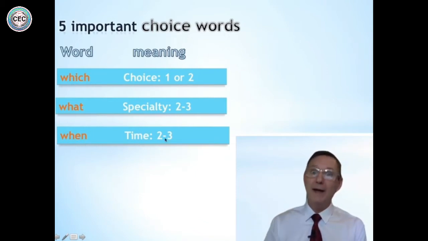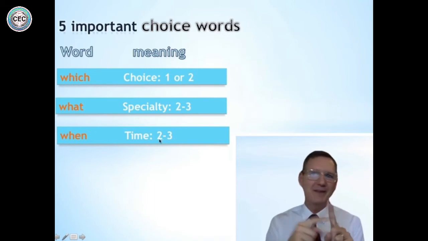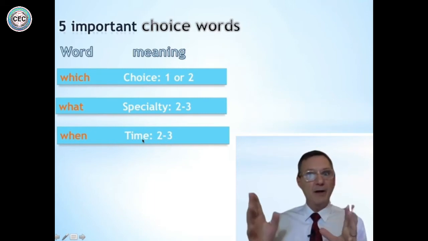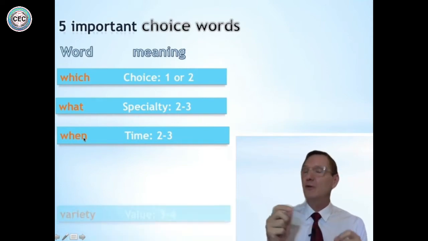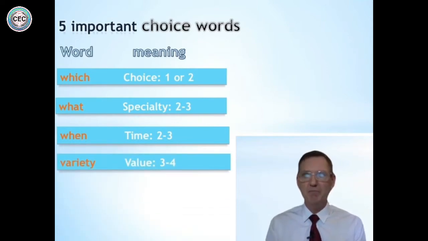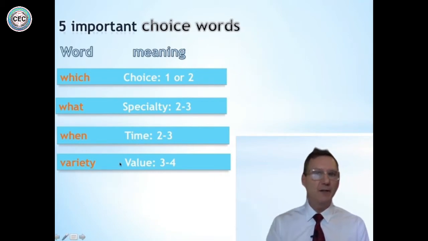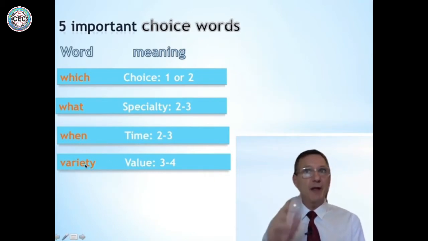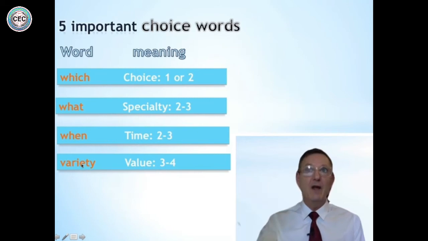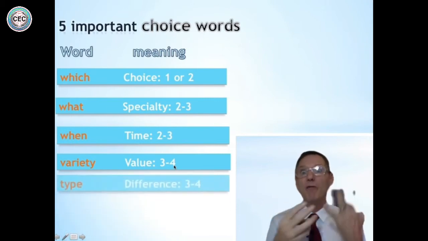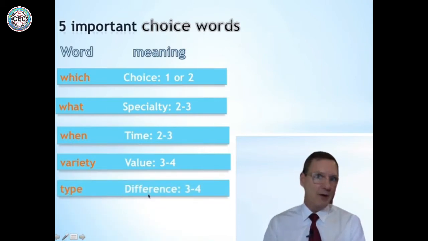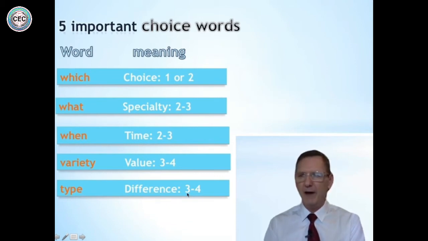When is a time question, and they're going to give you 2 or 3 different times, and it's never, ever going to be the first time, never. They're going to give you 3 times, for example, and ask you to choose a choice question. Variety is another choice word. If they ask you for variety, they're asking you to understand that the people that are talking have given a value between 3 or 4 different things, and they want you to choose which one is the best value.